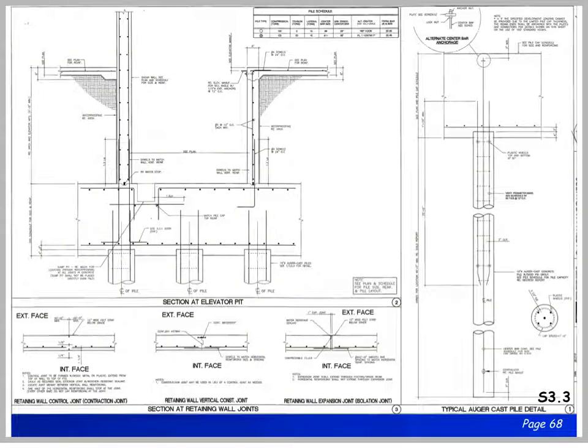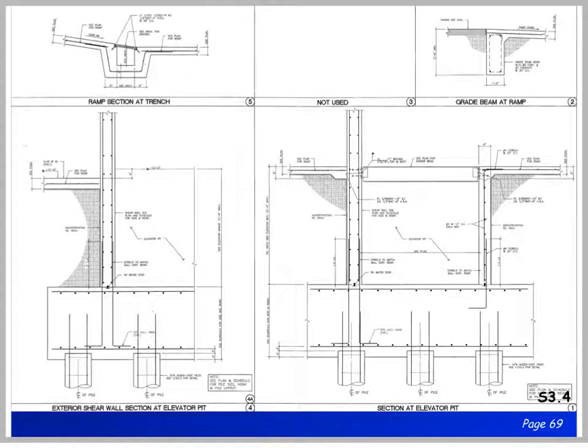On this page, more detail is shown for the auger cast pile, showing the rebar, the depth of the rebar, and tie spacing, to mention a few. Note how the break line has been used to illustrate the depth of the pile. Also note an elevator pit is detailed and a retaining wall joints detail.